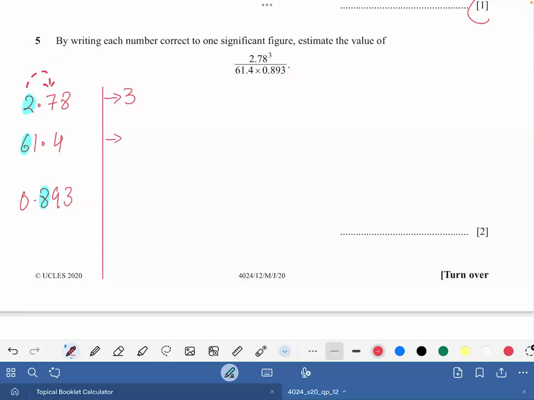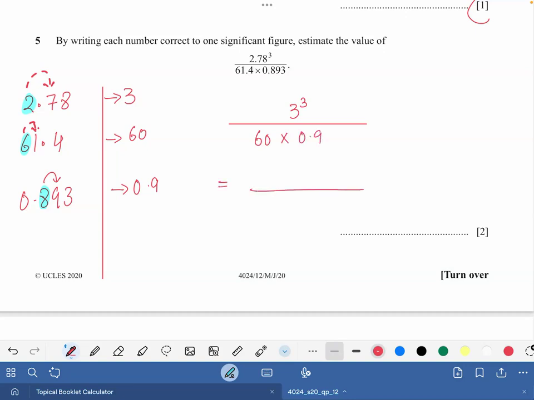Now look at the second scenario. In the second scenario, the number after 6 is 1. So 1 is less than 5, so it will be ignored and 61 will be rounded to 60. Next is, what is the number after 8? It's 9. So add 1 to the previous, so that would be 0.9. So just draw a line and write those numbers which you rounded off. So 2.78 will be replaced by 3, it would be 3 cube. 61.4 will be written as 60 now. And 0.893 will be written as 0.9.